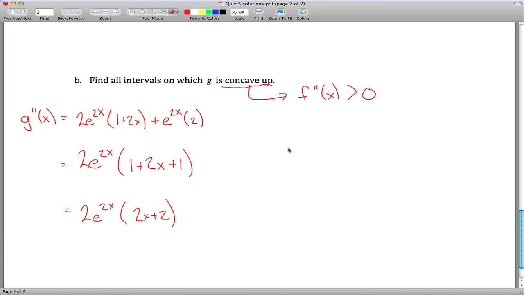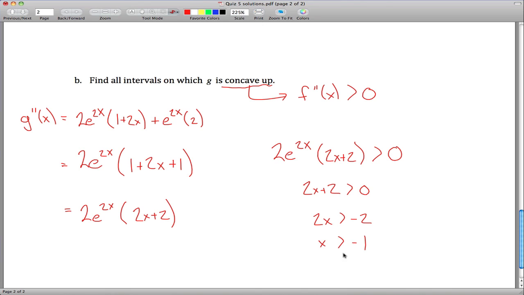To figure out when it's concave up, we want to know when 2e to the 2x times 2x plus 2 is greater than 0. Again, this is always positive, right? 2 times a positive thing, we already decided this is positive, is always positive. So this times this is positive if 2x plus 2 is greater than 0. Subtract 2 from both sides, divide by 2, and we get x is greater than negative 1.